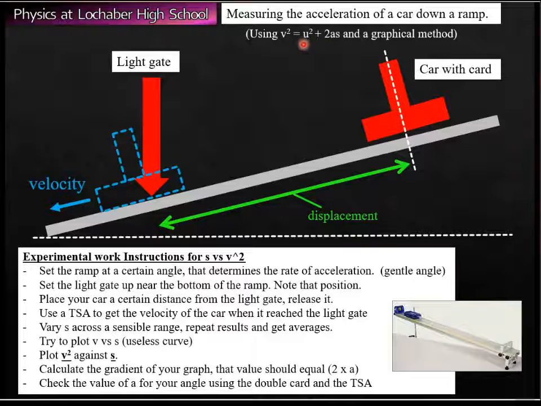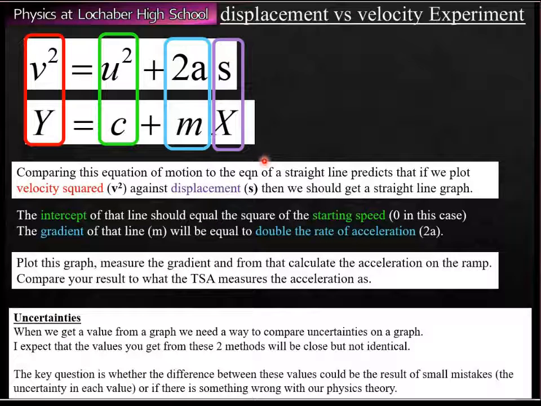Now the equation that links these two is this one here, v squared equals u squared plus 2as. u is going to be 0, so it doesn't matter, and a depends upon the slope of this ramp. So really it's a plot of speed squared against displacement you're going to put on the graph.